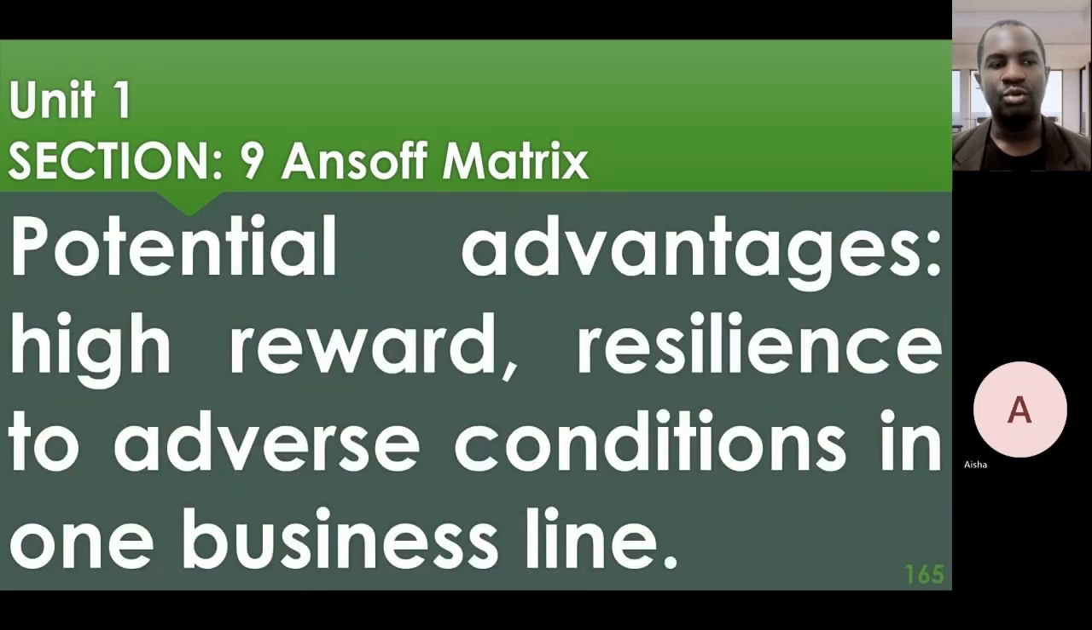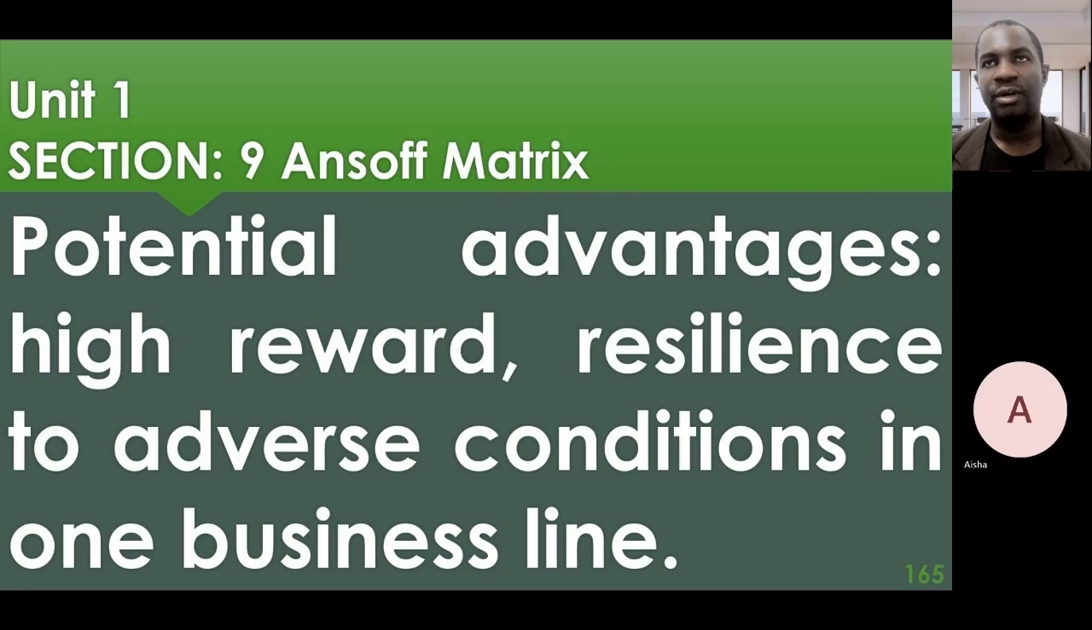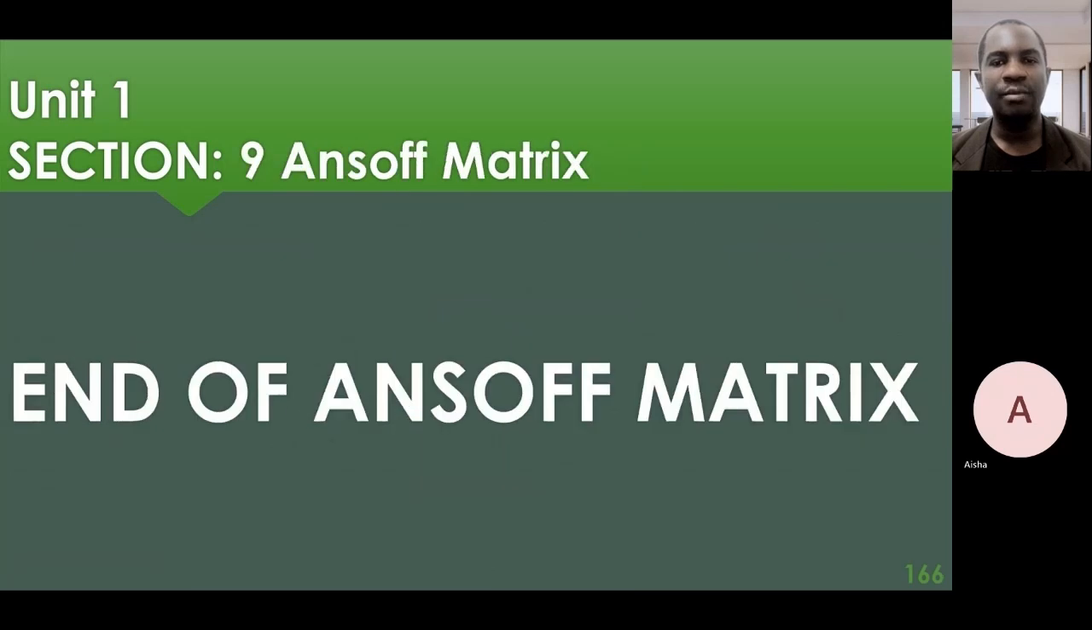So diversification will take both turns. The potential advantages of diversification are that you get high reward. Like they said, the higher the risk, the higher the reward. And diversification is the riskiest among the four components of the Ansoff matrix. So the resilience to navigate the market and weather adverse conditions in one business line are the potential advantages of this strategy. So diversification is good, but it must be taken very carefully through planning, observing the objectives, and ensuring that every one of the plans is executed carefully.